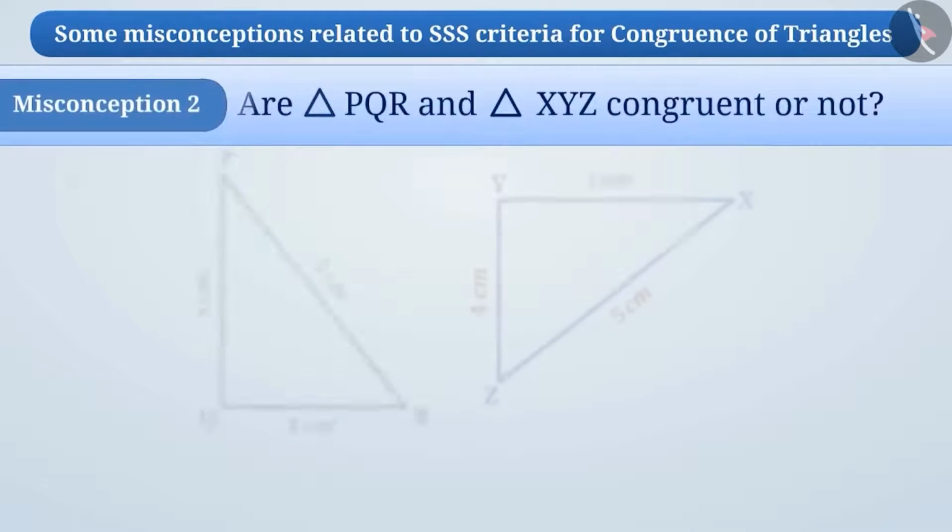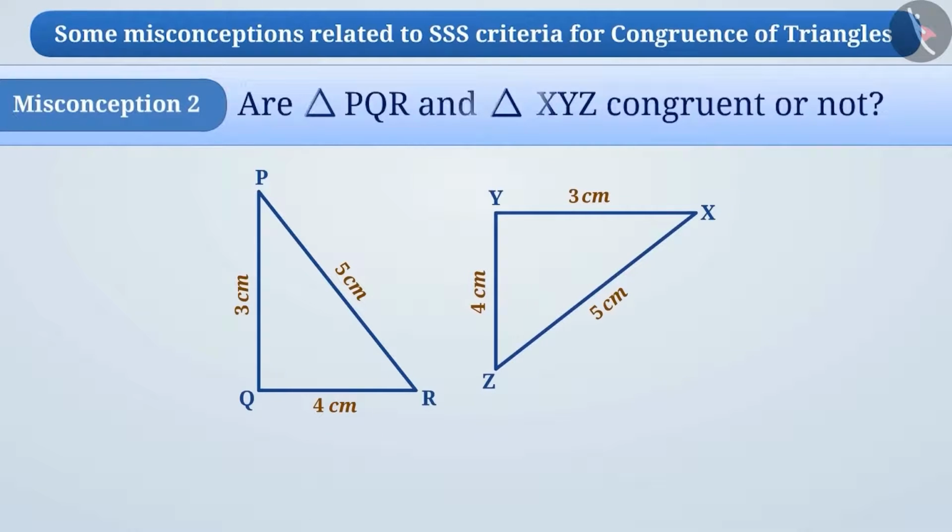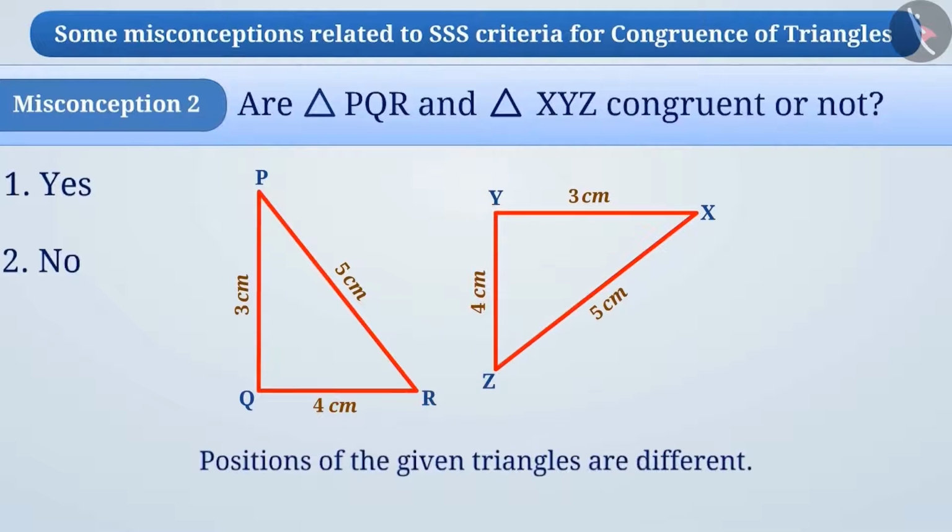Misconception 2. Are triangle PQR and triangle XYZ congruent or not? Some students see that the positions of the given triangles are different. They fail to notice that the lengths of their corresponding sides are equal. With this understanding, they believe that the given triangles are not congruent, so they select option 2, which is the wrong answer.